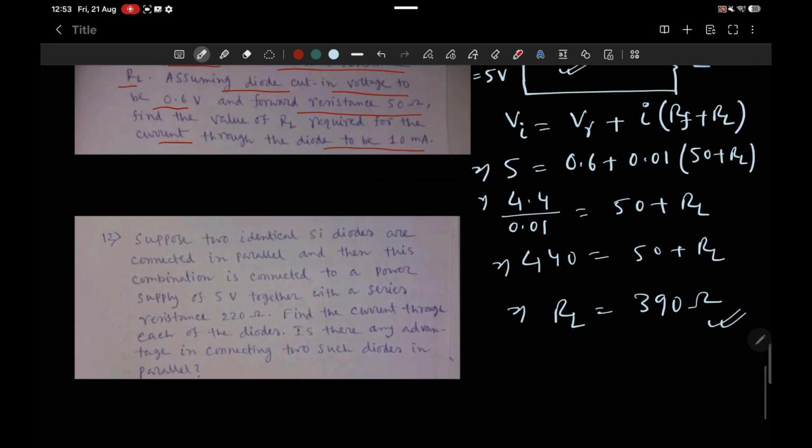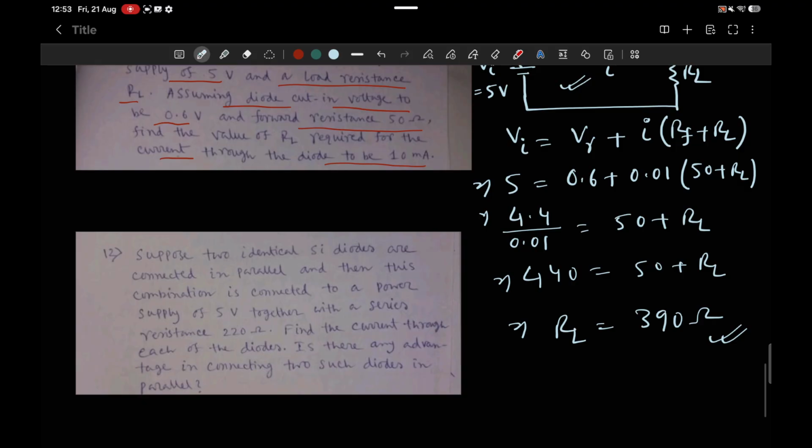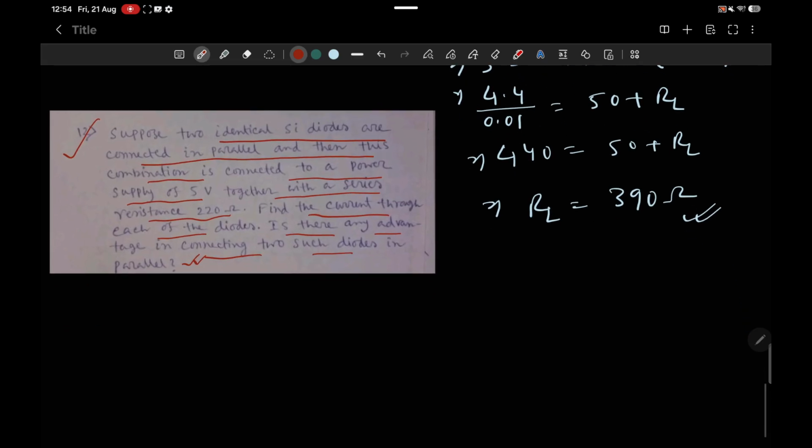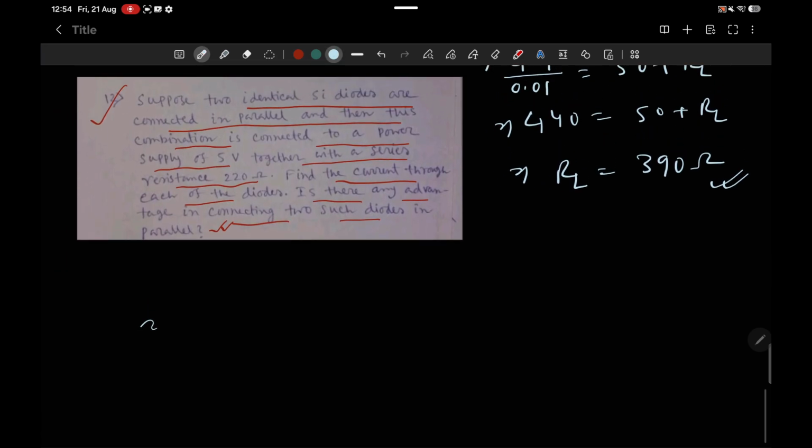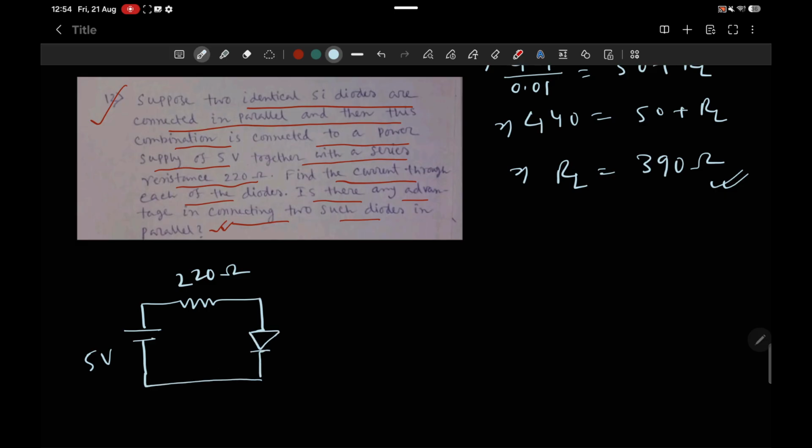Okay, fine. Now let's do the second problem. Two identical silicon diodes are connected in parallel, then this combination is connected to a power supply of 5 volt together with a series resistance of 220 ohm. Find the current through each of the diodes, and whether there is any advantage in connecting two diodes in parallel. So it is like this. This is 5 volt, and this is 220 ohm. So here are two diodes in parallel, like this.